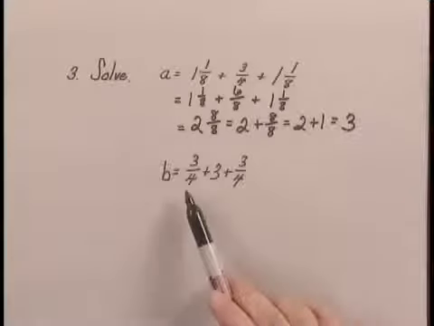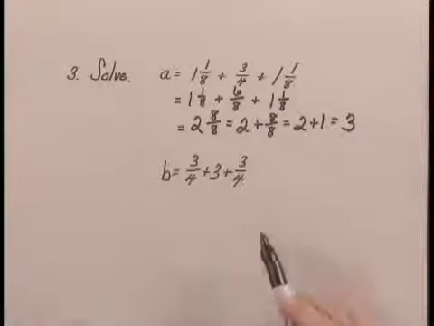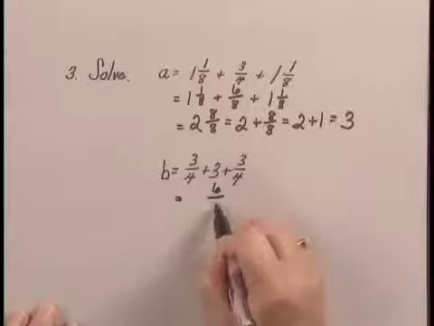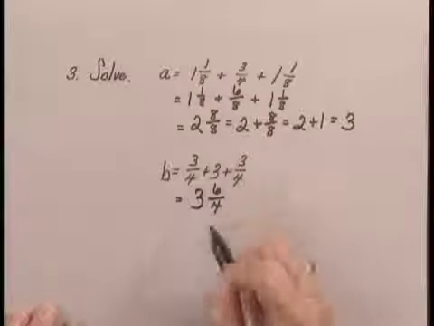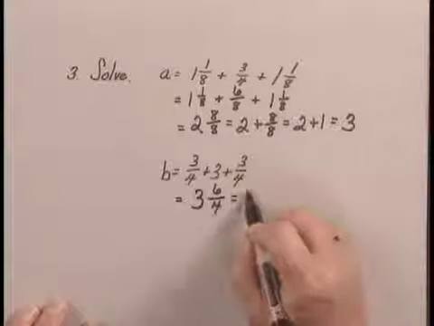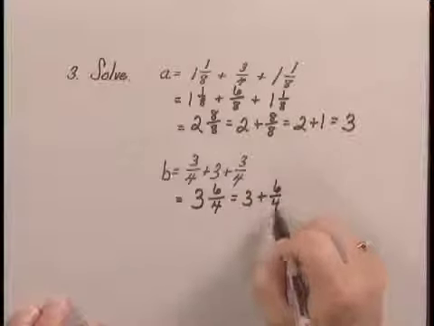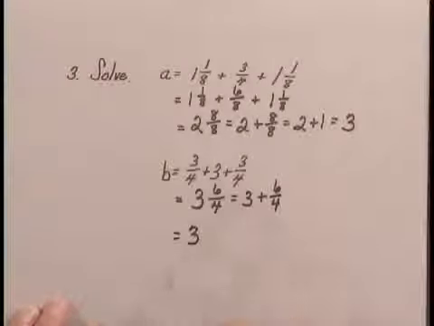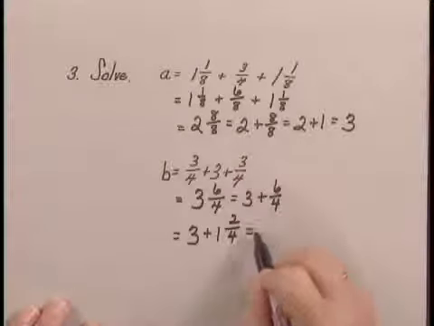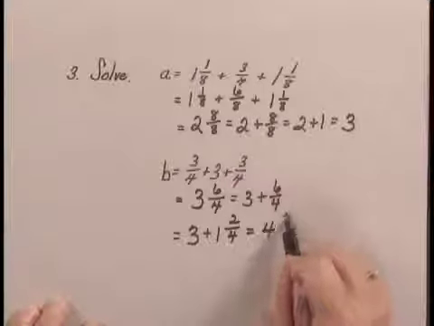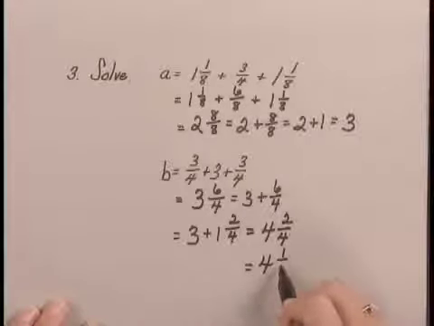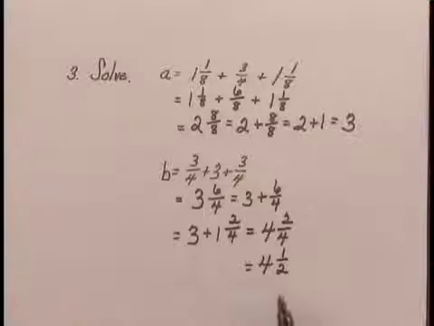For B, we need to add 3/4 plus 3 plus 3/4, and adding the 3/4 plus the 3/4, we get 6/4, and then the 3 would become the whole number part of a mixed numeral, 3 and 6/4. A 3 and 6/4 is the same as 3 plus 6/4. 6/4 we can write as a mixed numeral, 1 and 2/4. Or we can combine the 3 plus the 1, 4 and 2/4. And finally, we can simplify the 2/4 as 1/2. So we have the length B as being 4 and 1/2.